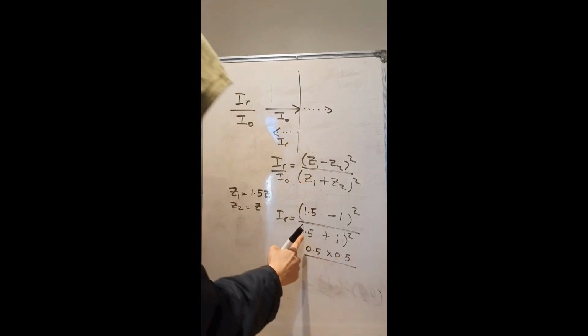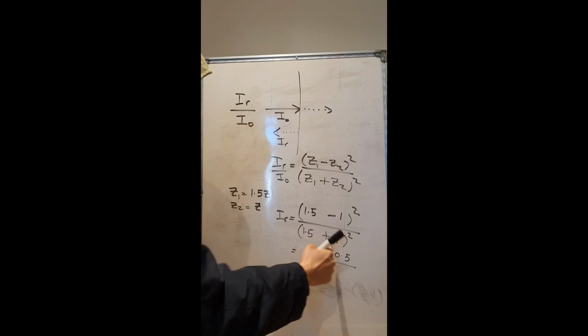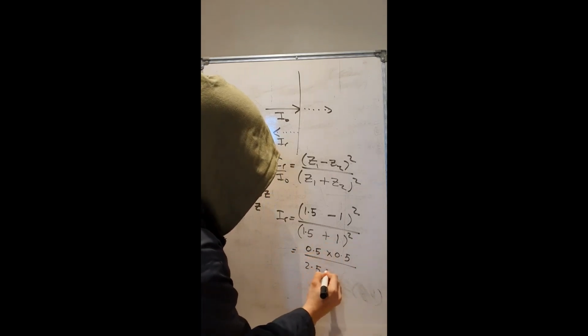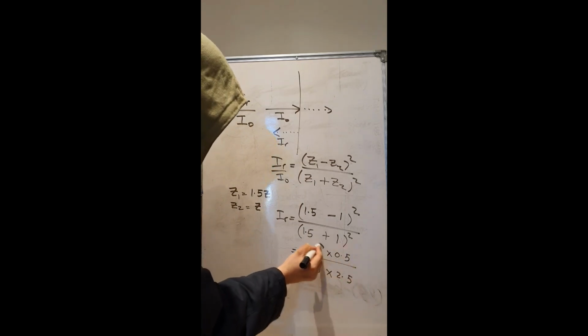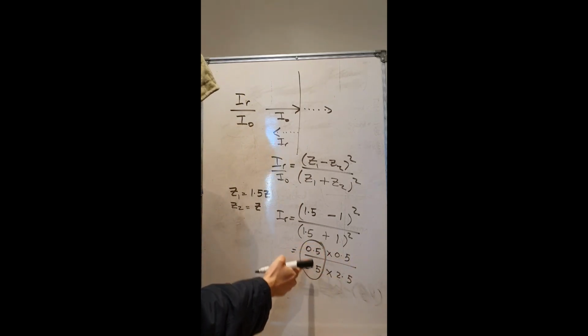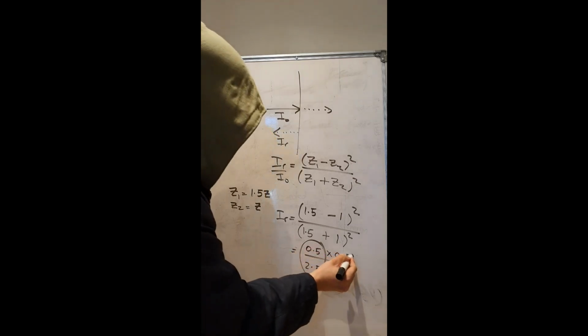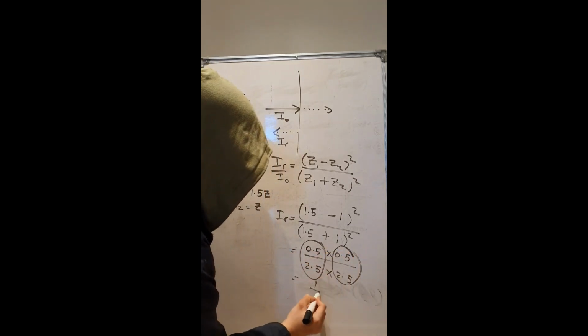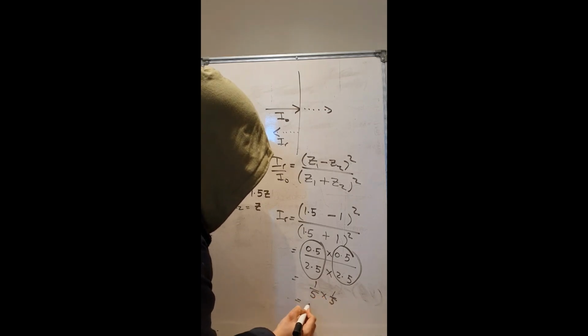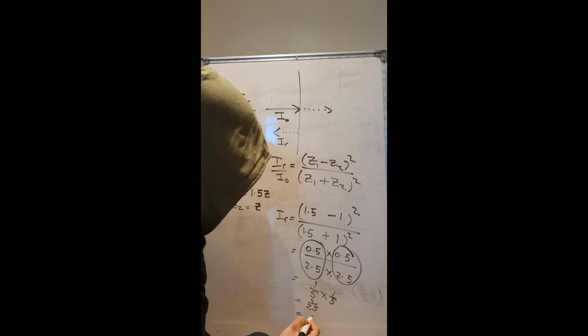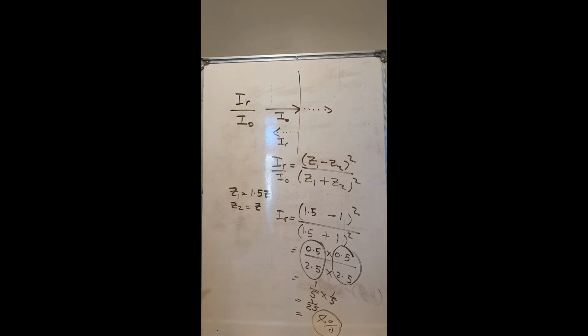And the bottom here, 1.5 plus 1 is 2.5. And 2.5 you're squaring it, so that's 2.5 times 2.5. Now, rather than just calculating this, 0.5 over 2.5 is a fifth, because 5 times 0.5 is 2.5. So you end up with 1 over 5 times 1 over 5, and 5 times 5 is 25 at the bottom, and that is 4%. And so therefore your answer is B, because B is 4%.